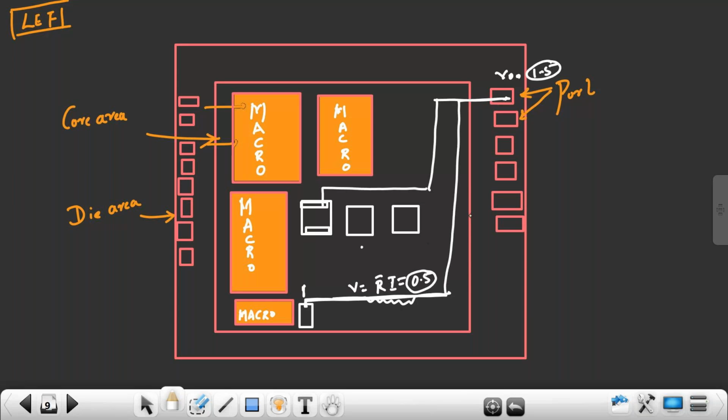Actually, how much does it have to reach? If I have 1.5 here, 1.5 volts only should reach here, right? But how much is reaching my cell? Out of 1.5, 0.5 is already lost on the metal layer. How much is reaching? Only 1 volt is reaching.